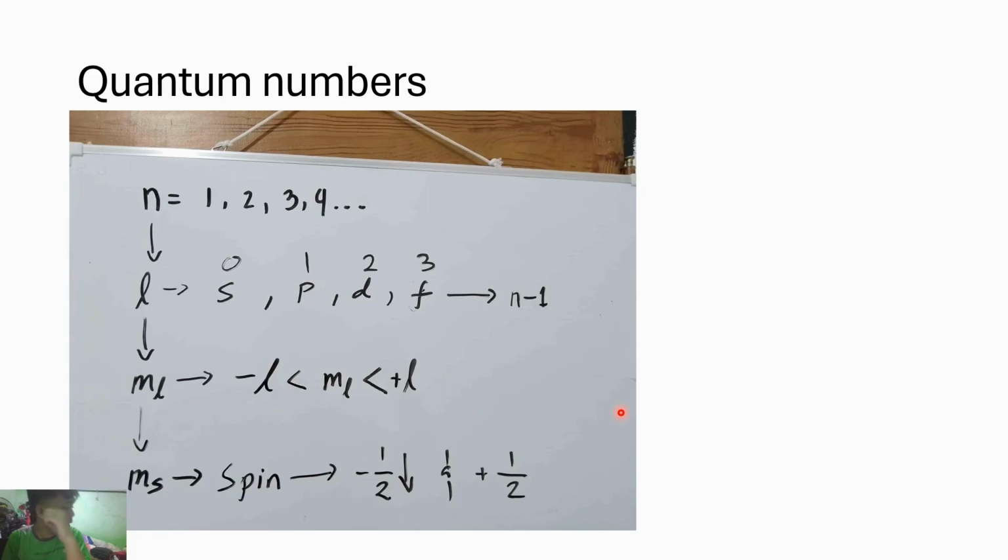So when we say N, this is the principal quantum number: N equals 1, 2, 3, 4, 5, and so forth. And L is actually derived from your N, wherein it can be solved using any number of the principal quantum number, you subtract it by 1. Or you can use SPDF. Each letter has a corresponding number now: 0, 1, 2, 3. So, what is L?